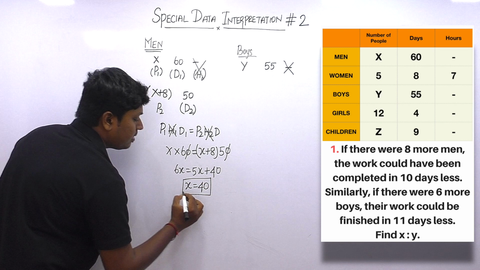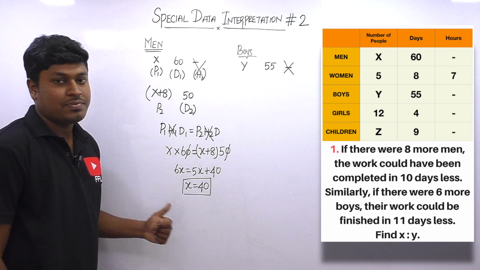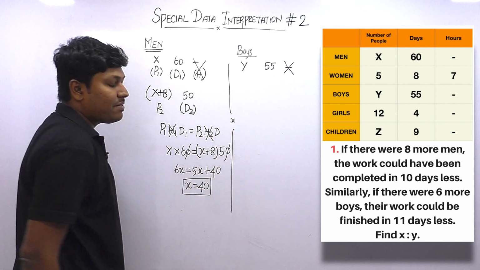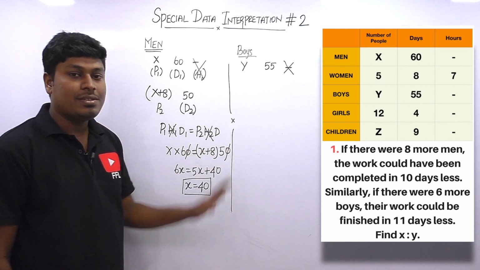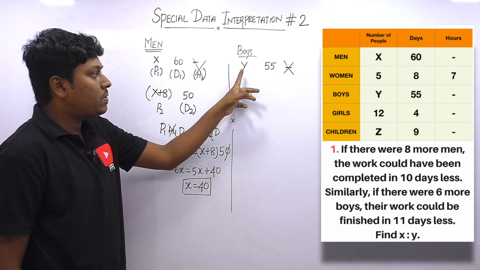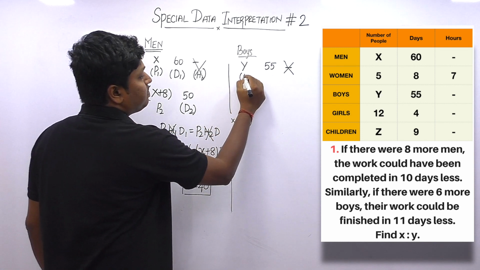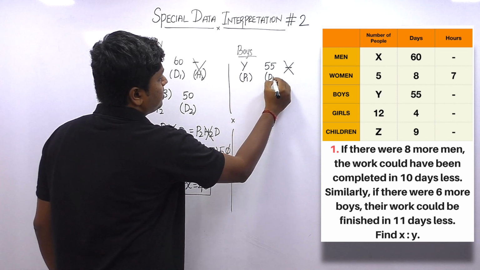So finally we found the value of x, that is 40. Next target, by using boys, is to find the value of y, applying the same logic here. According to the table, we know that y boys work for 55 days. So this can be taken as P1 and this can be taken as D1.